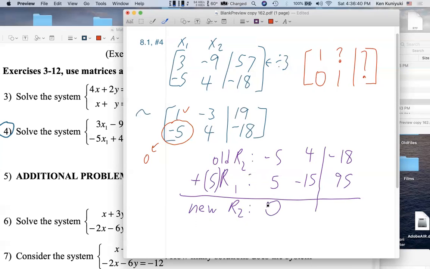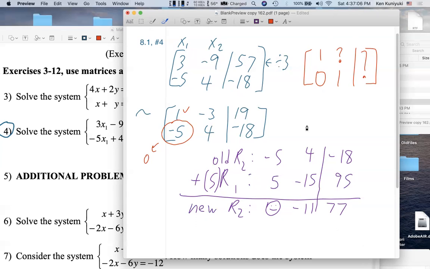-5 and 5. The whole point was to make that a 0. I'll put a little smiley face here. That's easy on the tablet. But we like the 0 there. That was the point. 4 and -15 is -11. -18 and 95 is 77. That makes me smile because then I don't think I'll necessarily have fractions. Don't be afraid of fractions, but I'm glad that's a multiple of 11. Again, the point is to make that a 0.